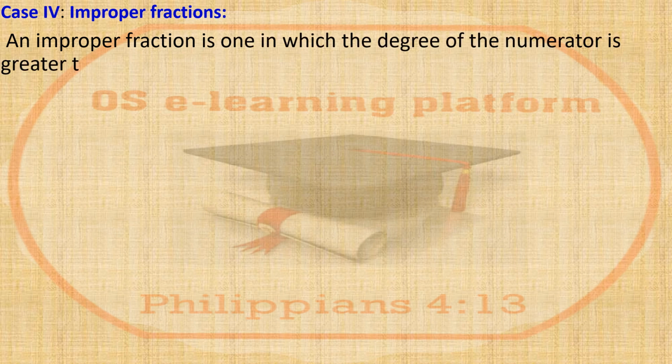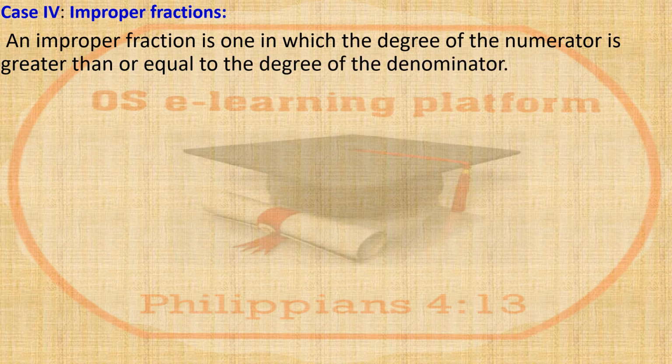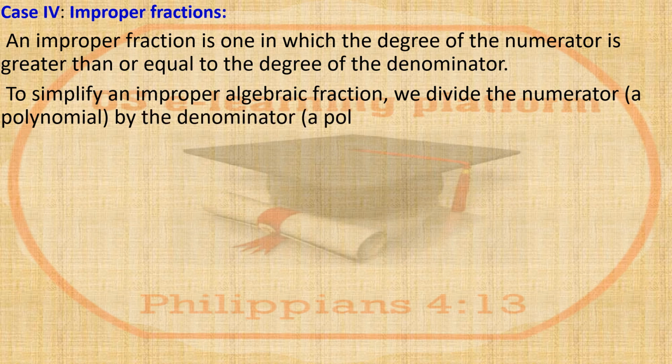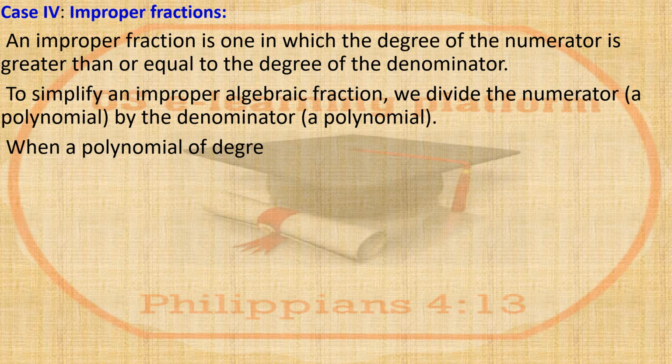So as you go through that literature, in summary, the highest power of the variable in the numerator must be greater than the highest power of the expression in the denominator. And for that case, we do what we call long division. We divide the numerator by the denominator such that we can get a simplified expression.